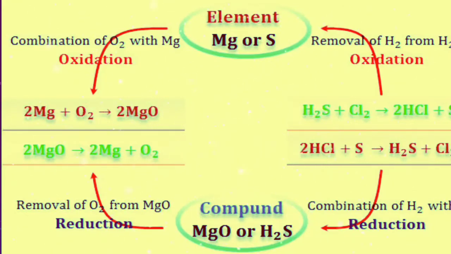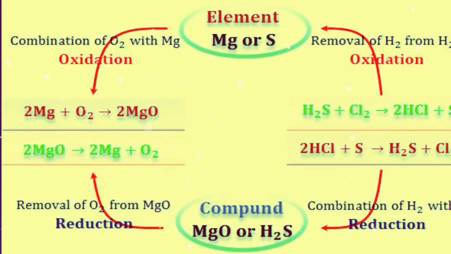And there is one thing you should remember: when an atom loses electrons, it is called oxidation, and the agent which causes oxidation is reduced itself. In this example, oxygen is the oxidizing agent, but it is itself reduced by taking electrons from magnesium.